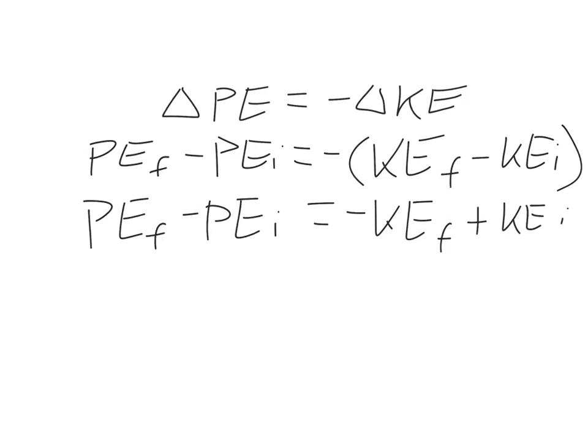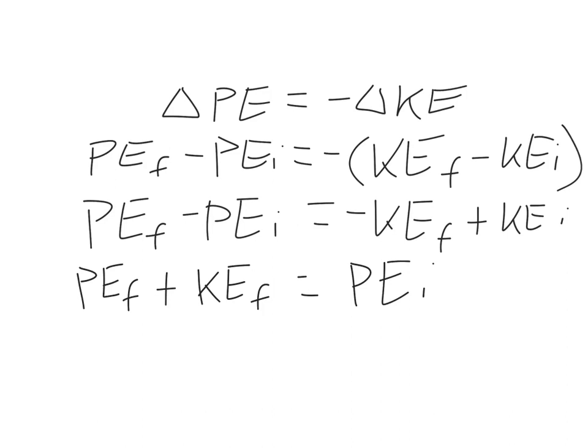And now, as a last little step, I'm going to group terms together. I'm just going to add this over to this side, and I'm going to add this over to this side. And lo and behold, we get something very familiar. The final potential energy plus the final kinetic energy is equal to the initial potential energy plus the initial kinetic energy. So what are we really looking at?